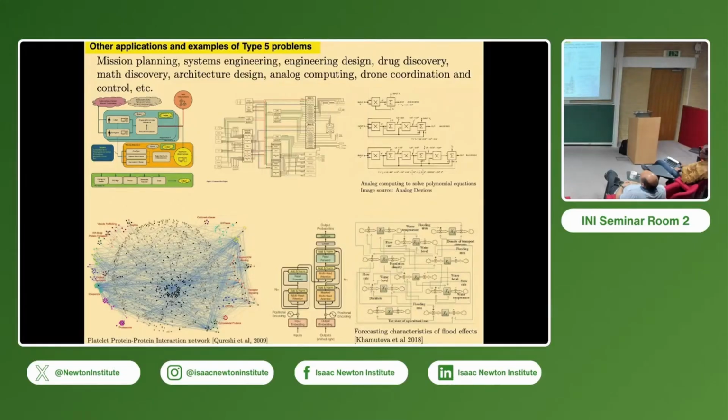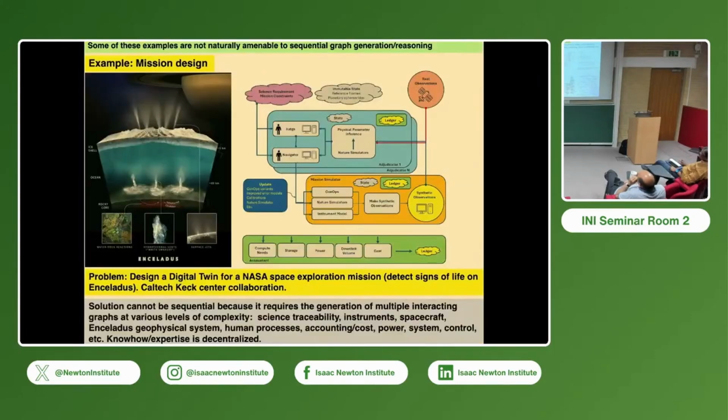So other applications and examples of type 5 problems include mission planning, system engineering, engineering design, drug discovery, math discovery, architecture design, analog computing, drone coordination and control. Some of these examples are not naturally amenable to sequential graph generation or reasoning. So here I want to tell you where this complexity ladder is taking us.